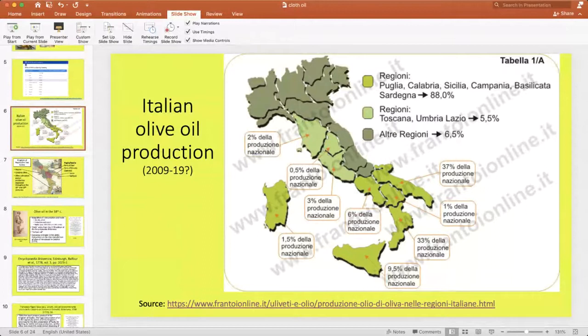Here's a map taken from an Italian source, Frantoio Online. It doesn't give a date, but other bits in the piece suggest that these may be figures for the decade 2009 to 2019. And I dare say many Italians are surprised by this map. Maybe not by the observation that the majority of olive oil is produced in the south. Here's Puglia with 37%. Again, that's almost certainly gone down because of the collapse of growth in the Salento, in the far south of the peninsula.